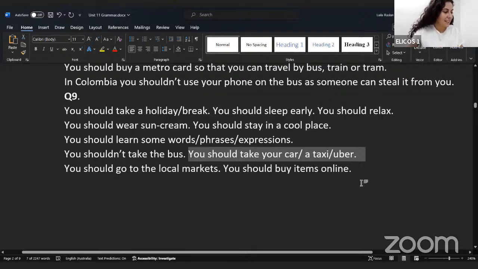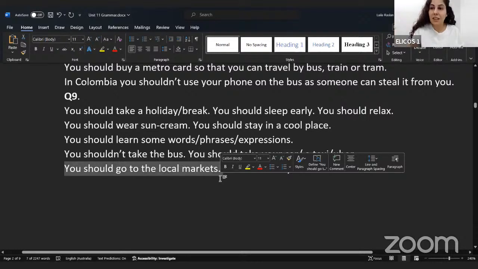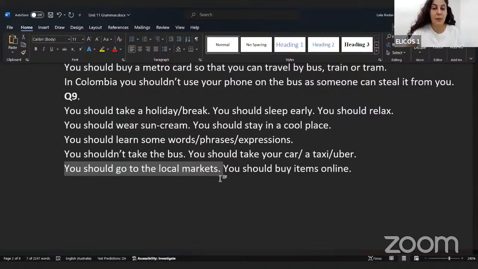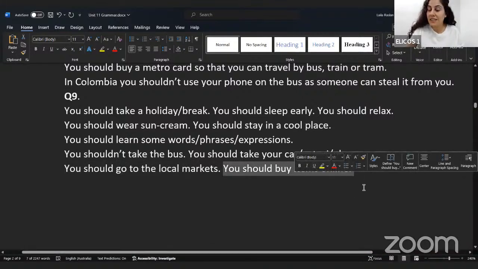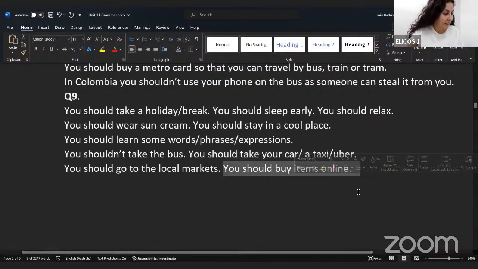If someone said this shop is very expensive, then you can say you should go to the local markets, okay? Because there's lots of good prices at the markets, very cheap, good prices. You should buy things online, okay? Maybe if you need to buy books or electronics, you should buy them online. You can save money.